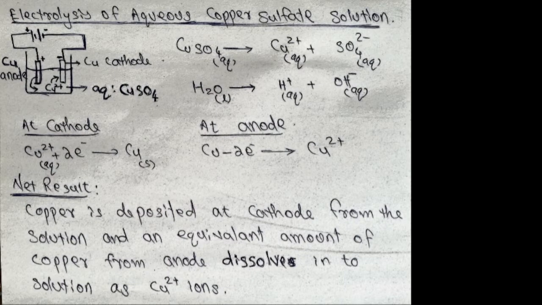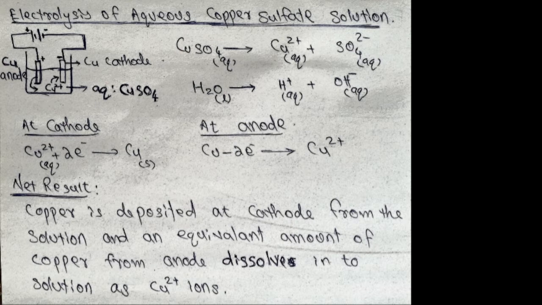Okay, next we have to discuss the electrolysis of aqueous copper sulfate solution. Aqueous copper sulfate and water. Copper sulfate, after ionization, forms Cu2 plus and SO4 2 minus ions. Similarly, water after ionization forms H plus and OH minus ions. Okay, so here also there are two cations and two anions. The two cations are Cu2 plus and H plus.